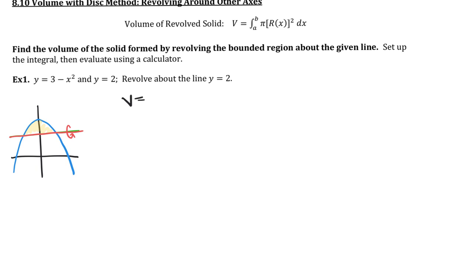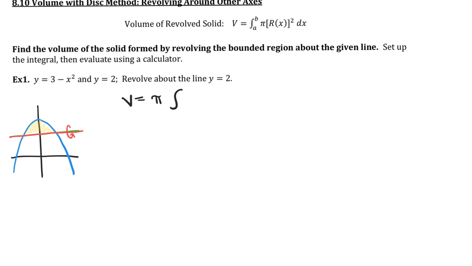Volume equals, since I'm rotating or revolving, there's going to be a pi. Whether you put it inside or outside is up to you. I'm going to put it outside for now. Okay. Y equals 2 is horizontal. It's parallel to the x-axis. We're going to do this with respect to x, so we need to figure out the x values that are bound in this region. I need this x value and this x value.